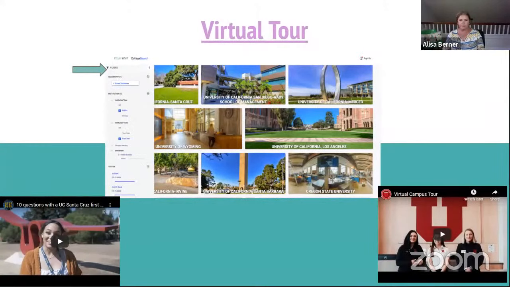Okay, so the virtual tours are a must. They're often embedded on the school's website. But if you go to uvisit.com, not only do they host all of these virtual tours, but there's a filter where you can put in some of those requirements you identified, such as location, size, tuition cost, and then it will show you the campus videos that meet your selection.